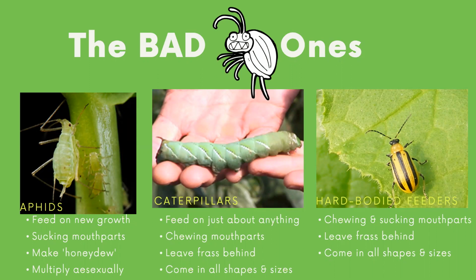So also caterpillars. There are several different caterpillars that feed on your plants. Caterpillars of all kinds, so they feed on just about anything. They have chewing mouth parts, so you usually see the damage on the leaves of your plants. They leave frass behind. Frass is another pretty name for poop. I'm not sure why entomologists can't just say poop, but that's what frass is if you see that word.